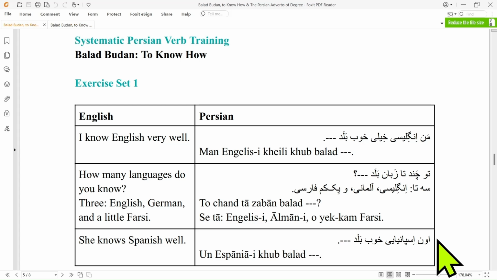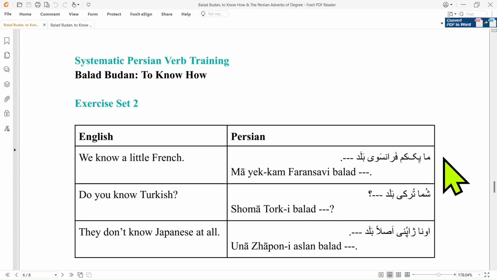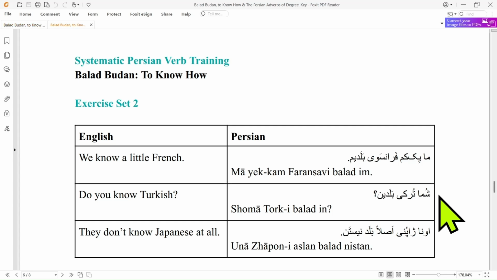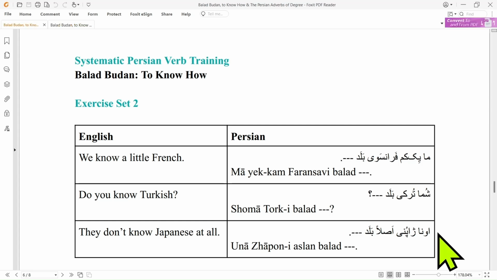She knows Spanish well. اون اسپانیایی خوب بلده. We know a little French. ما یکم فرانسوی بلدیم. Do you know Turkish? شما ترکی بلدین؟ They don't know Japanese at all. اونا ژاپنی اصلاً بلد نیستن.